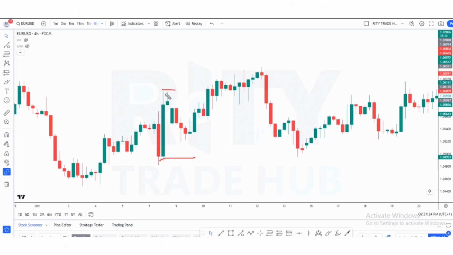You see, some traders will mark this as a valid pullback and then try to go long. This is the wrong thing to do. This is one of the smart money traps that you need to be keen on to identify on the chart.